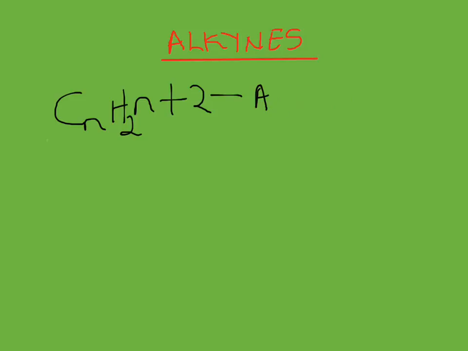Alkynes are the most reactive among the aliphatic hydrocarbons, due to their high electron density as a result of their pi electrons.